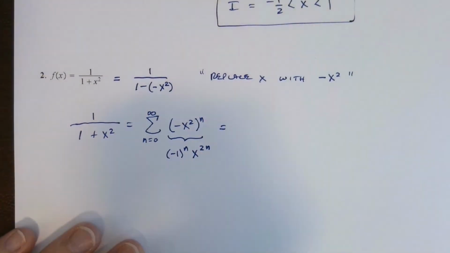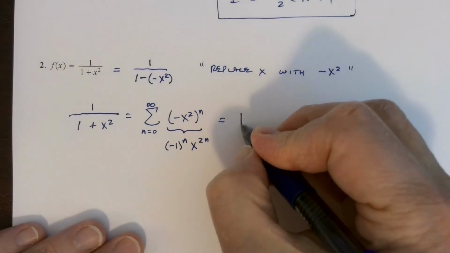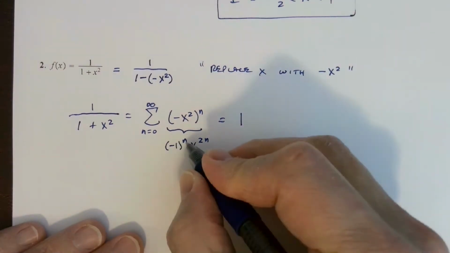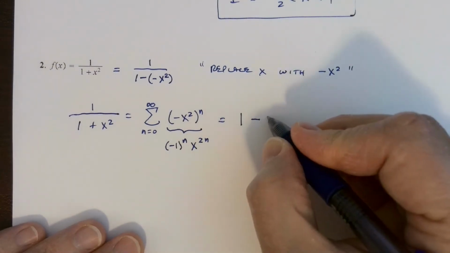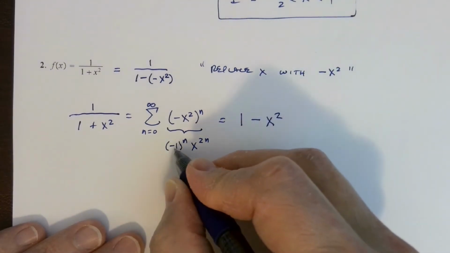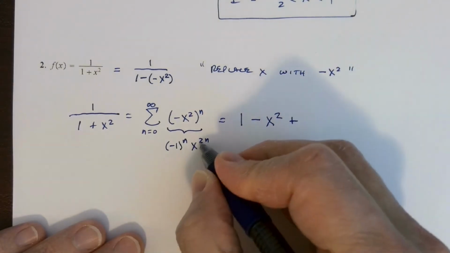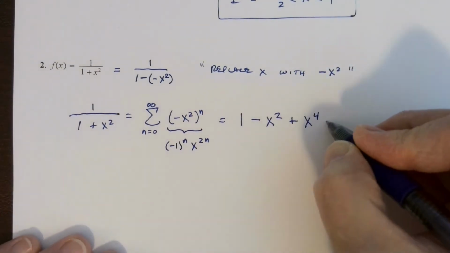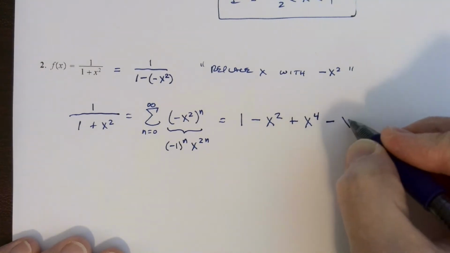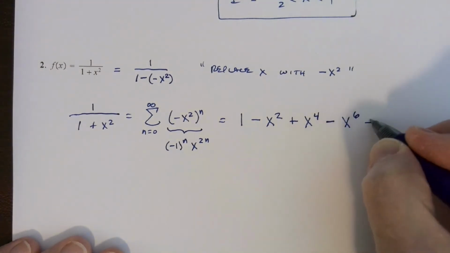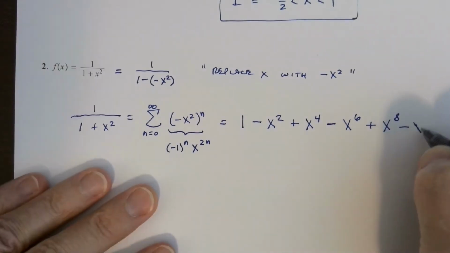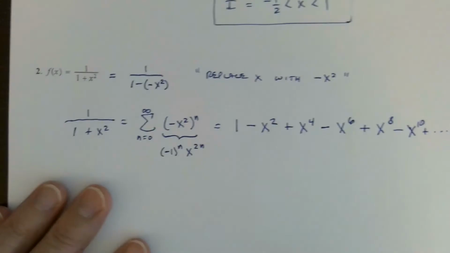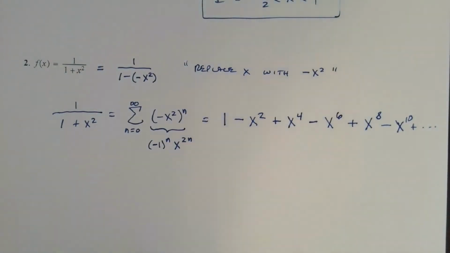And so let's look at some terms in the sequence. When n is 0, I get 1. When n is 1, I get -1 to the first power is -1, so I'll just write it as minus x to what? 2 times 1, x squared. Then when n is 2, I get -1 squared is +1, 2 times 2, x to the 4th. And then you see what happens. It's an alternating series, right? Plus minus, with only even powers. So there we go. There's our power series representation for 1 divided by 1 plus x squared.